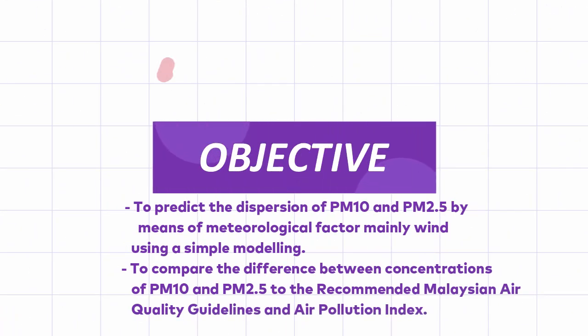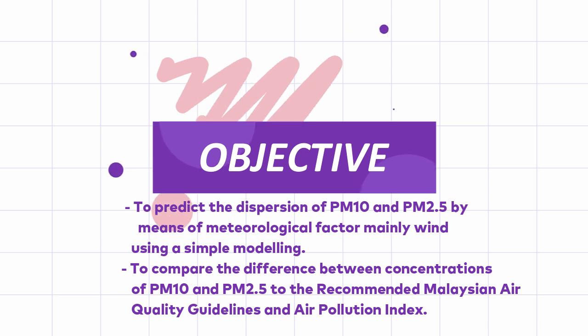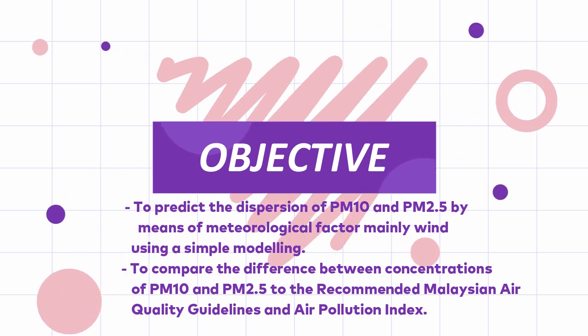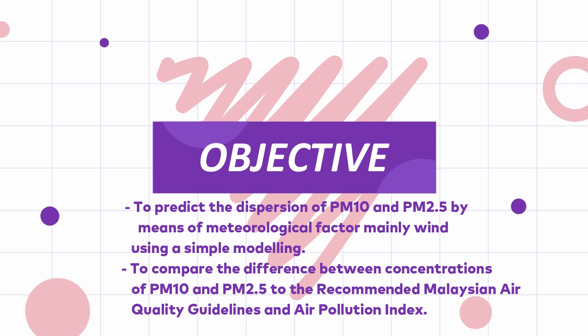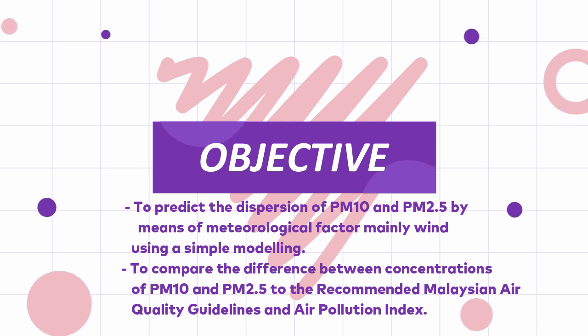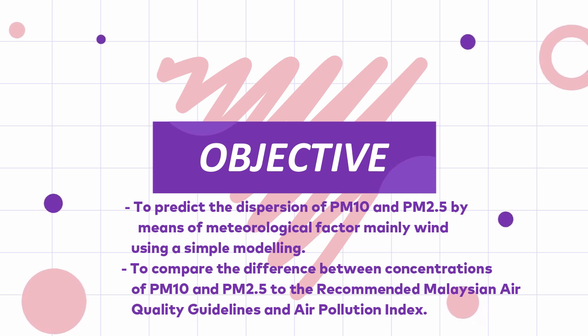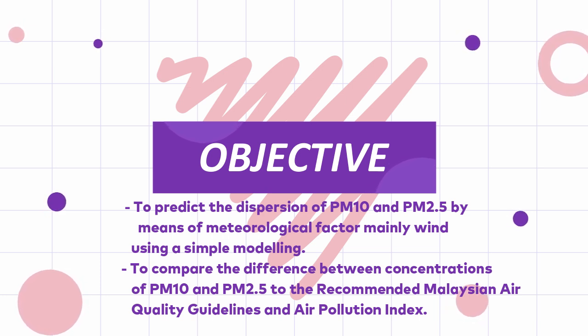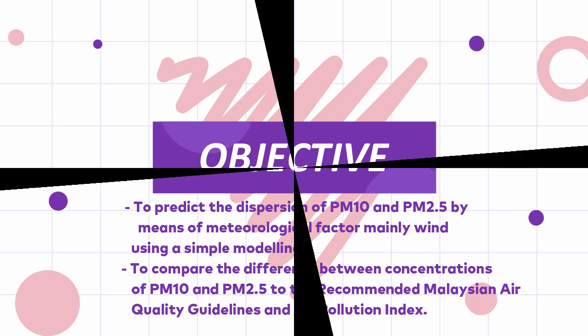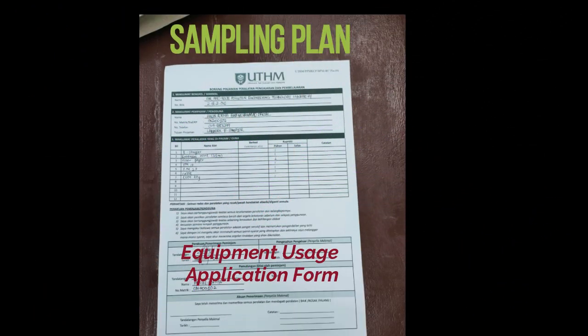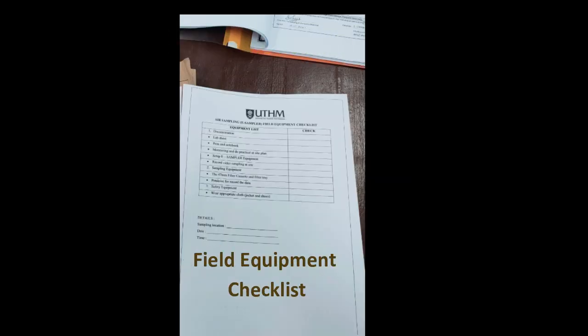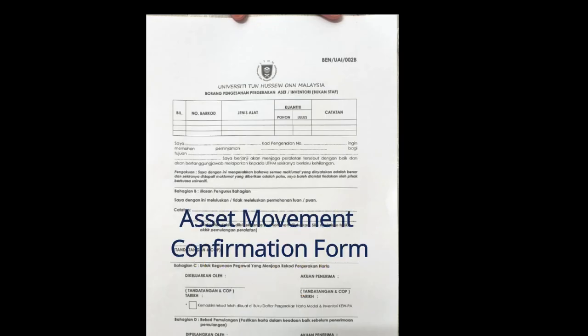The objective of this sampling is to predict the dispersion of PM10 and PM2.5 and to compare the difference between the concentrations of PM10 and PM2.5 to the recommended Malaysian Air Quality Guidelines and Air Pollution Index. For the sampling plan, there are 3 documents: the equipment usage application form, the field equipment checklist, and lastly, the asset movement confirmation form.